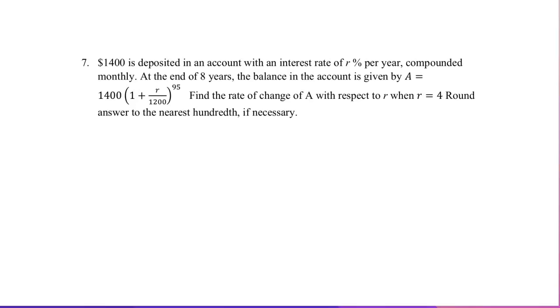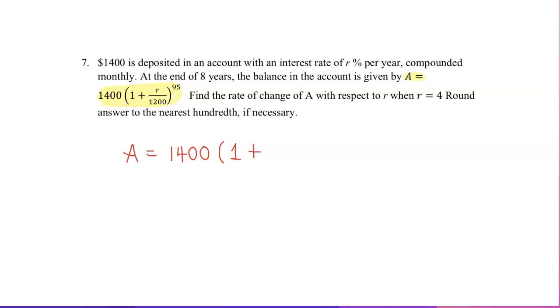$1,400 is deposited in an account with an interest rate of R% per year, compounded monthly. At the end of 8 years, the balance in the account is given by, let me highlight that, A equals... that's how much money we're going to have after 8 years. So that's the function A. This is going to tell us how much money we're going to have after 8 years.